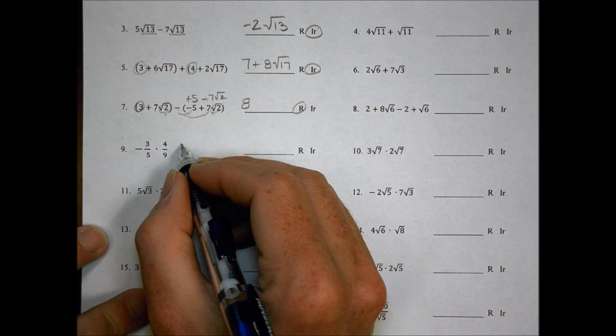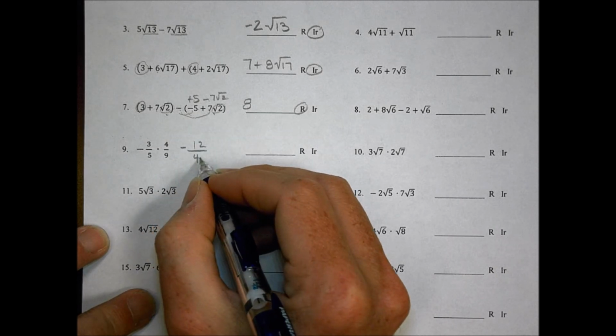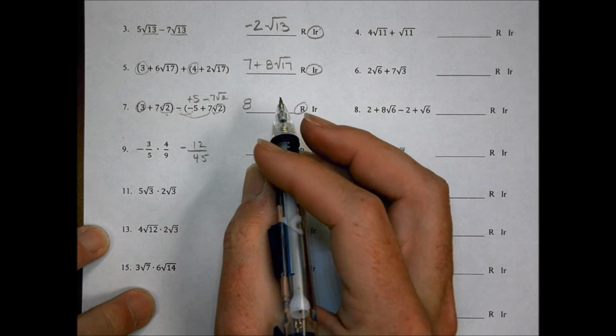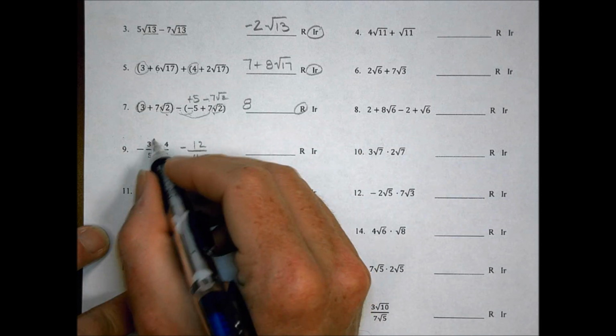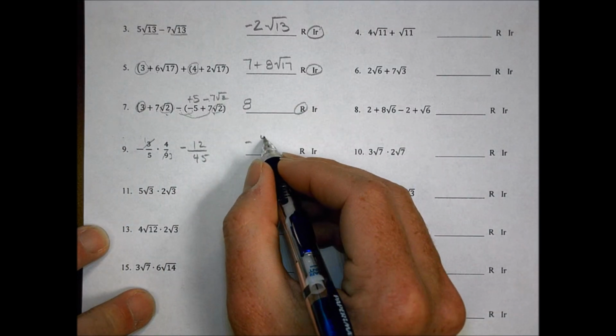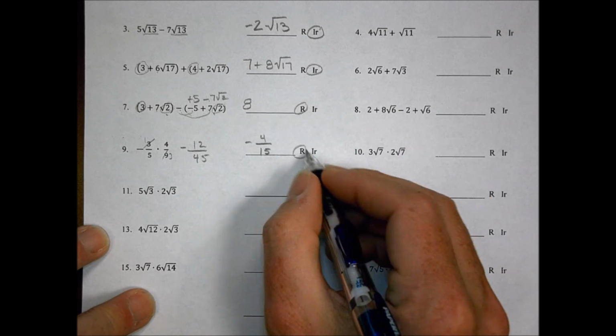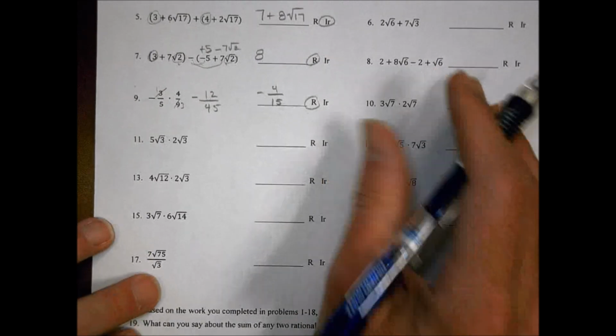Here we're multiplying fractions. This becomes a negative 3 times 4 is a negative 12 over a 45. Can I reduce that? I sure could. I could have done it earlier too. This becomes a 1 and a 3, same idea. So I end up with a negative 4 over 15. That is simply a fraction, so that's going to be rational. I'm done with that one.